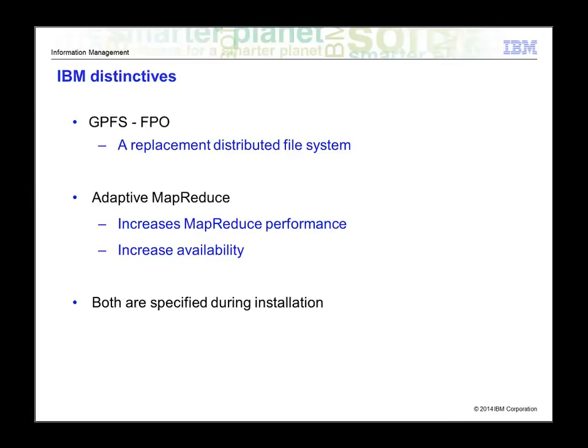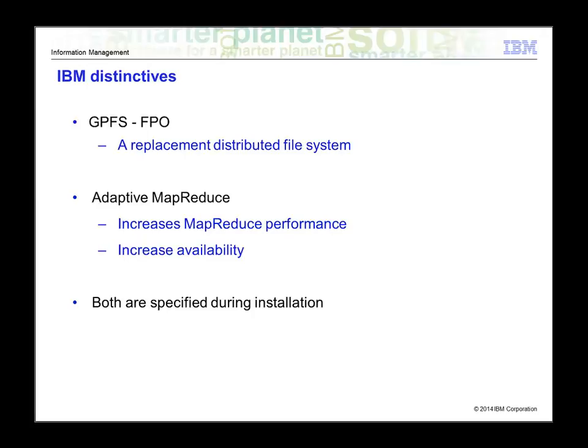Let's talk about some IBM distinctives that come with Big Insights. The bulk of Big Insights are the Hadoop open source components. But there are some components of Big Insights that are unique to IBM. The Big Insights console is an IBM distinctive, and so is GPFS FPO and Adaptive MapReduce.